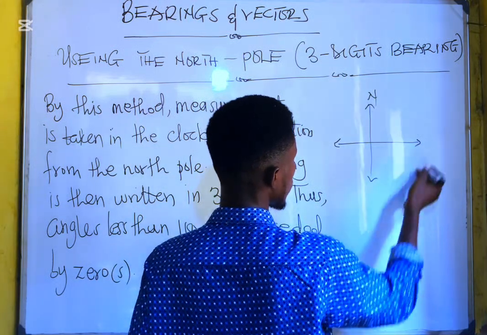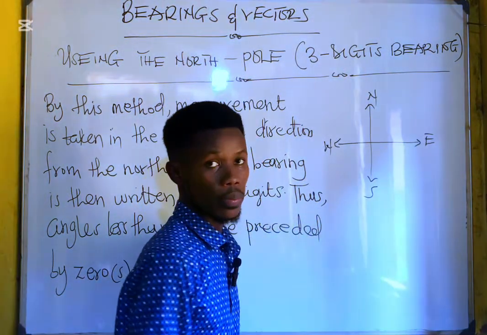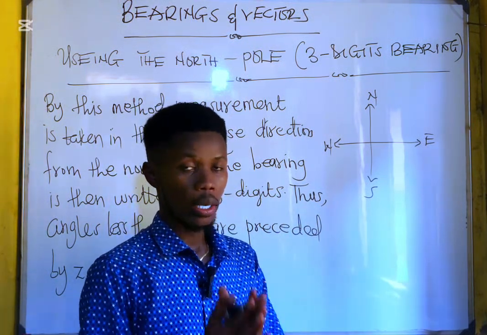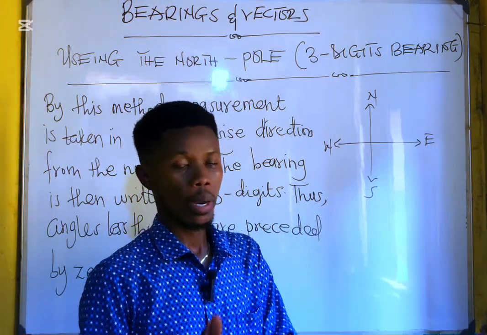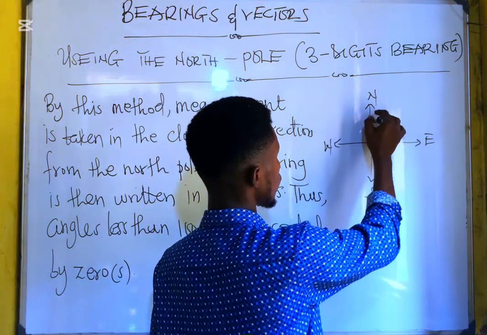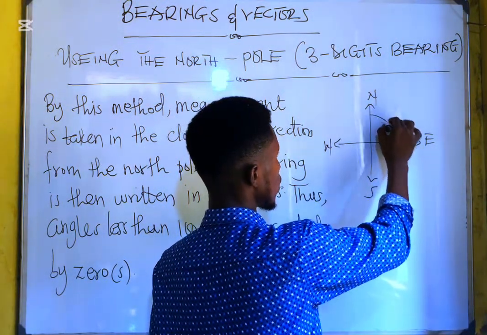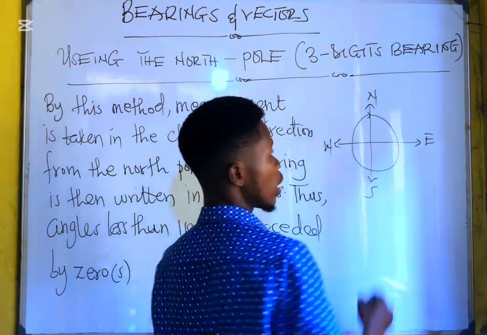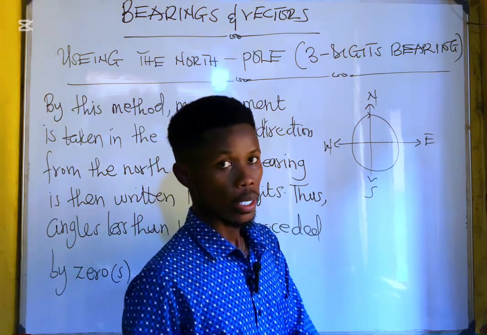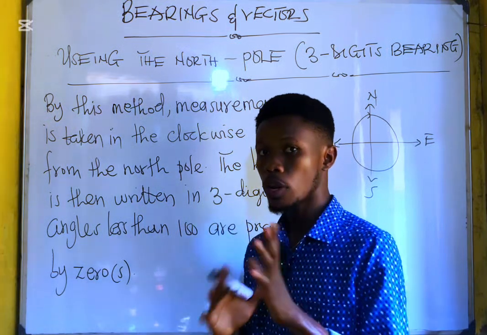This is our north, this is our east, this is our west, and this is our south. Now, when we are measuring angles, angles are measured in anti-clockwise direction, but bearings are measured in the clockwise direction. So for the north, clockwise means you are moving to the right-hand side. You stand here and you move. So the bearings are taken in the clockwise direction, and it's always taken from the north.